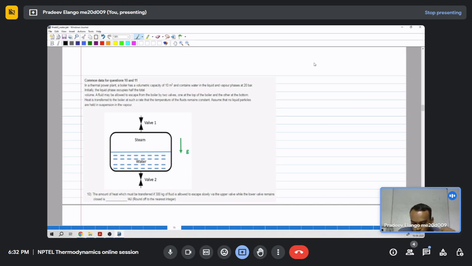Heat is transferred to the boiler at such a rate that the temperature of the fluids remains constant. Assume that no liquid particles are held in suspension in the vapor. And the first question is the amount of heat which must be transferred if 300 kg of fluid is allowed to escape slowly via the upper valve while the lower valve remains closed.